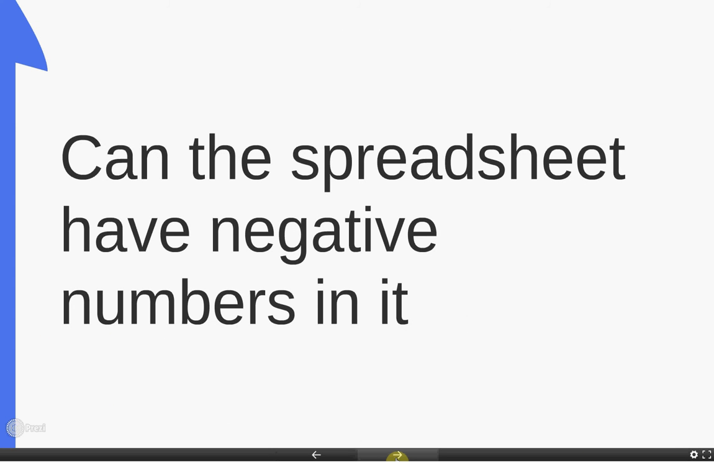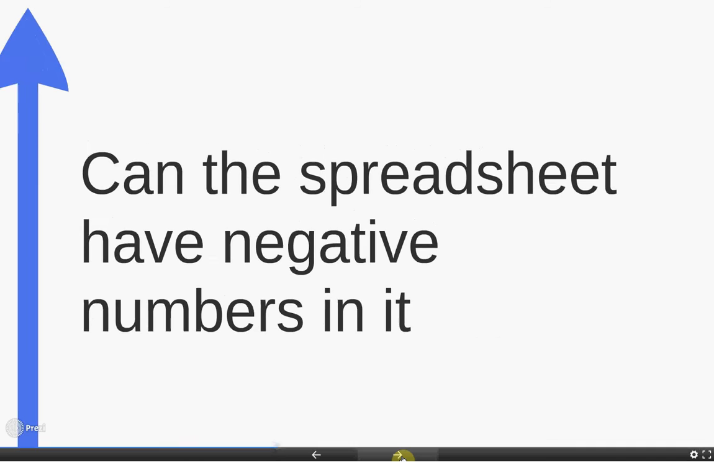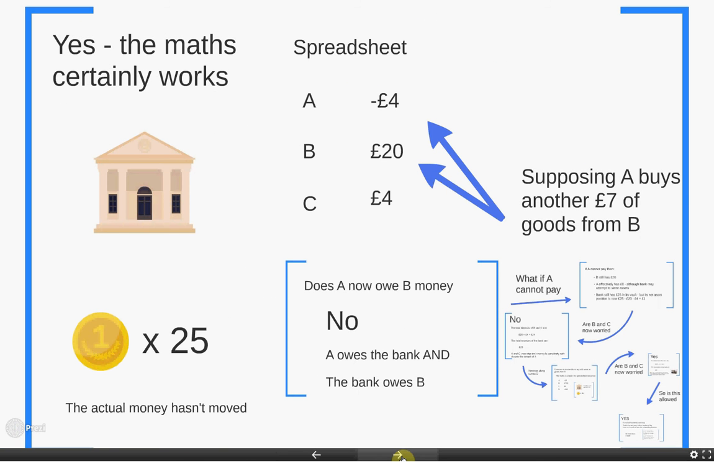So it raises the question, can the spreadsheet have negative numbers in it? If it has negative numbers in it, it's a bit like me having no money and going to the bank and taking money out. That would naturally, mathematically, give me a negative number. So can I take money out of the bank that I never put in? And the answer is yes, or at least the mathematics does work. Okay? So A had £3, B had £13.